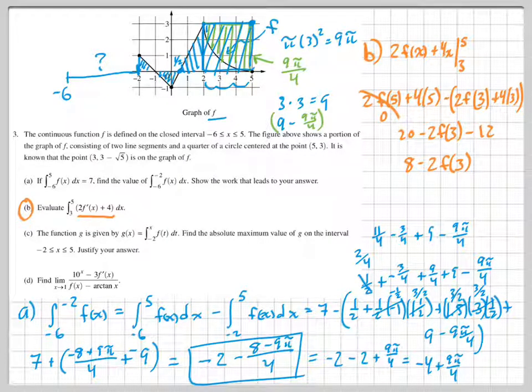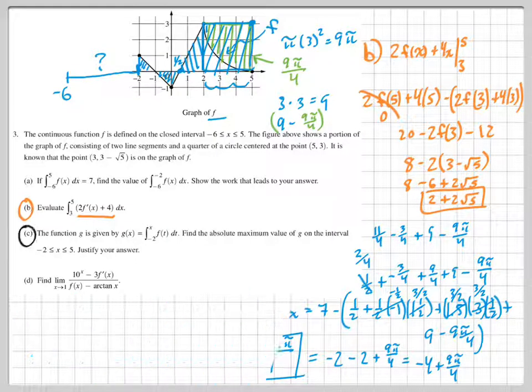I reviewed the directions and realized, oh, that's right. They gave me the value at 3, which is 3 minus rad 5. And so 3 minus rad 5 is what I'm going to put in there for f of 3. I distribute the 2, then simplify. I get 2 plus 2 rad 5, which is the correct result. Now let's take a look at C.